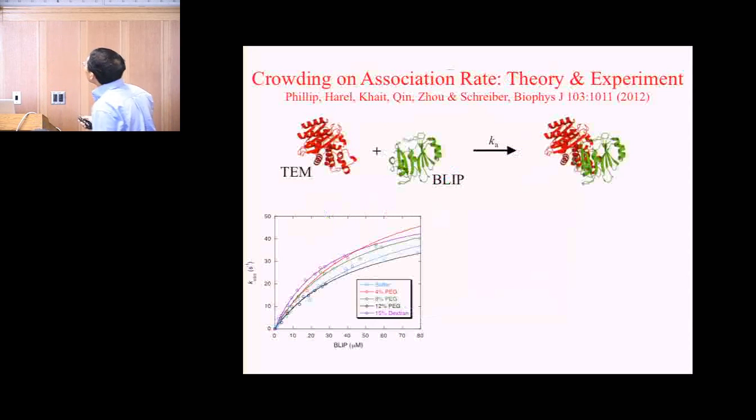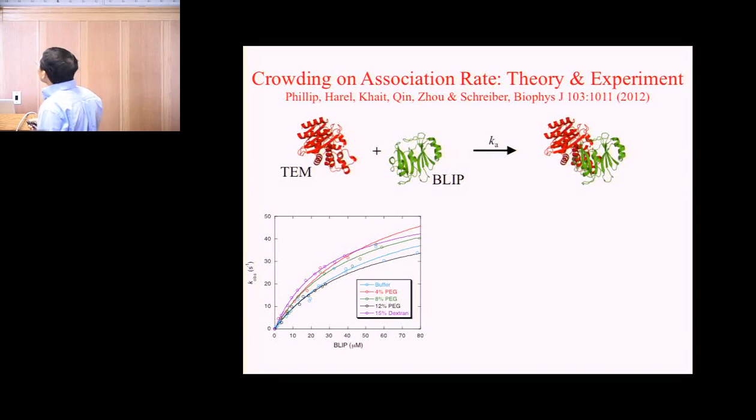We applied this calculation to a system that was studied experimentally by Gideon Schreiber's group. They measured the binding of two proteins, TEM and BLIP, a protein inhibitor, to form a complex, either in buffer or in the presence of PEG or dextran as crowding agents. They found that the observed rate constants really don't differ significantly among the different systems.